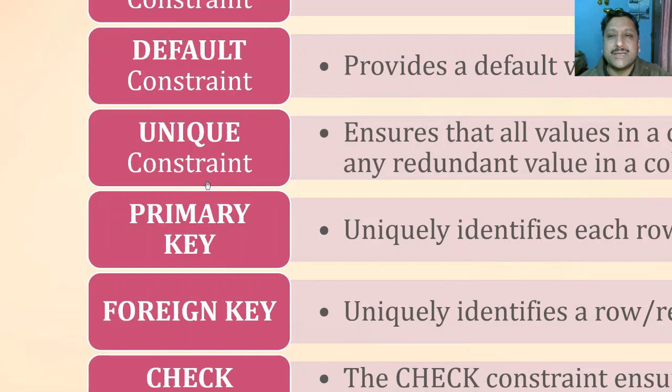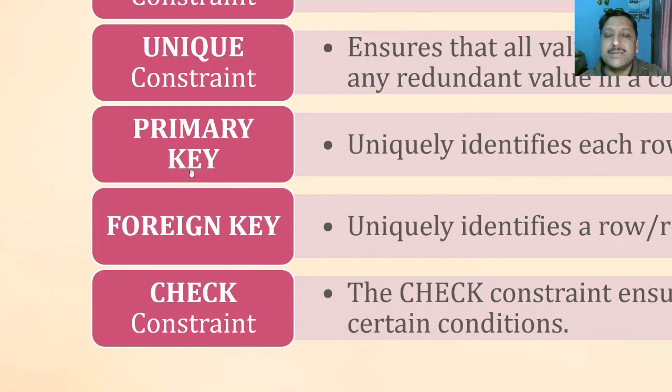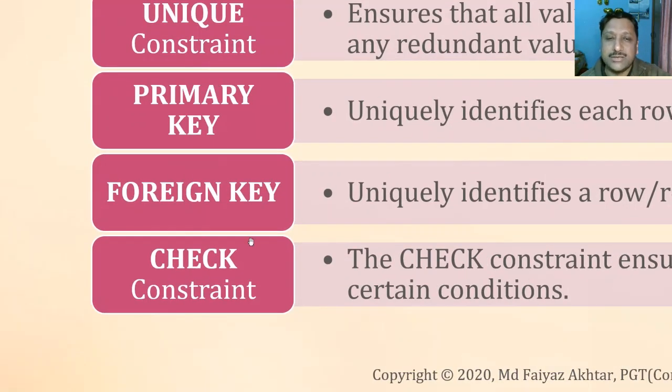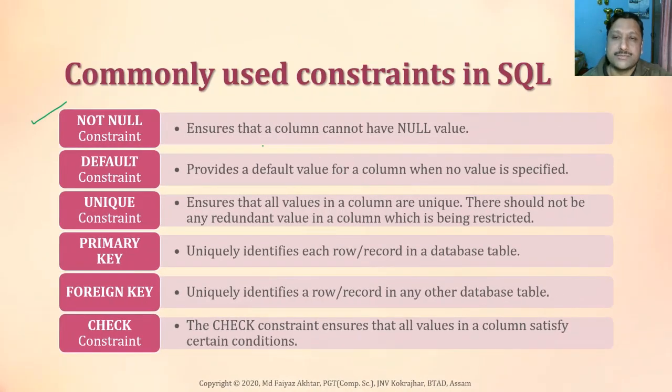Okay, to make sure that each and every row of that column contains unique values, the unique constraint can be used. The primary key constraint makes the table or the column a primary key. The criteria for a primary key is that the value of that column in each and every row must be unique and must not be duplicated. Okay, this is the primary key. And the foreign key constraint is there. The check constraint is there. We can use these constraints.